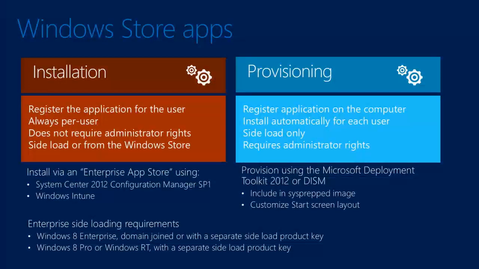So we've talked about sideloading. In the case of installation, that can be done from the store or via sideloading from a location other than the store. Provisioning is a sideload only operation. You can't say, I want that app from the Windows Store to be provisioned into my operating system, because in order to provision, you need the AppX files. In order to provision, you have to have the system enabled for sideloading.